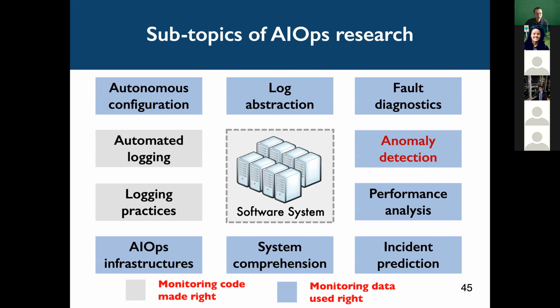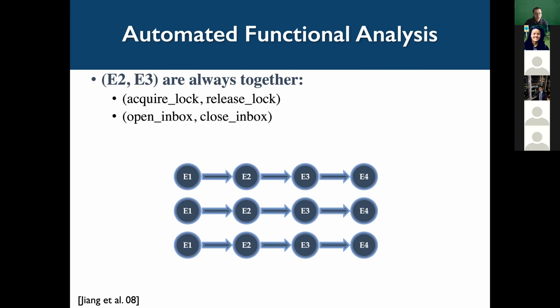The third example I want to show is anomaly detection. Anomaly detection is to find whether there's a problem in a system. Imagine that we have a sequence of log events, right?